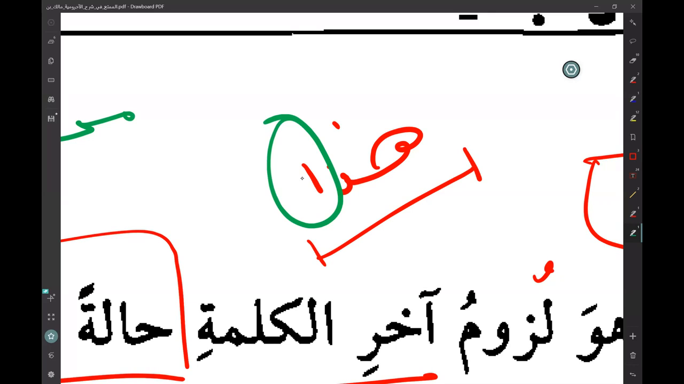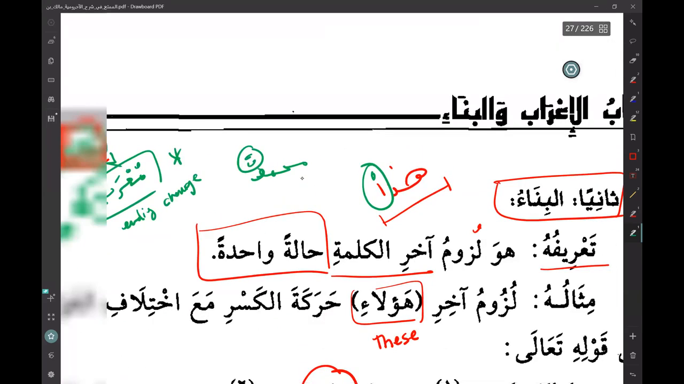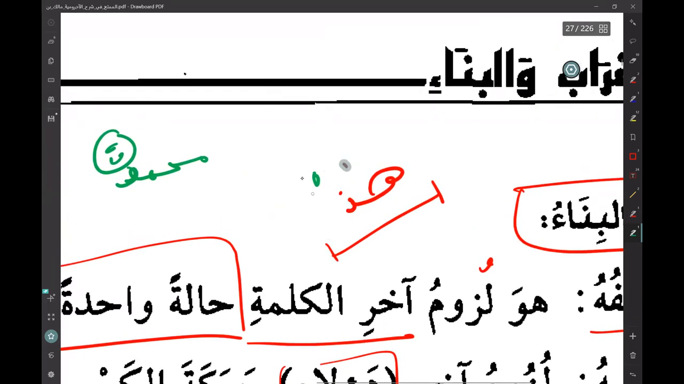If you know anything about it, yes, mabni on sukun. Very nice. Because alif never can take anything other than sukun. Make sense, guys? So this is something that I wasn't expecting, but that's what it is. So now if somebody asks, hada is mabni on what? If you say alif, well, that's wrong. You have to say it's mabni on sukun.